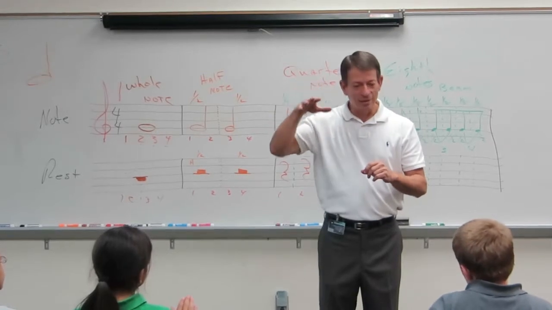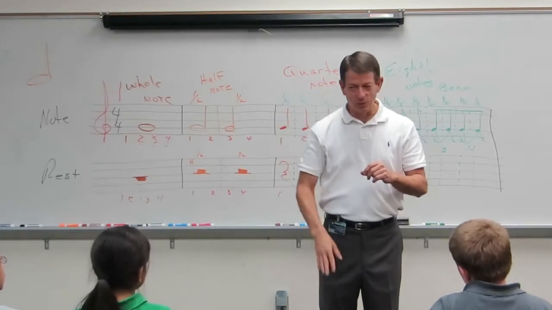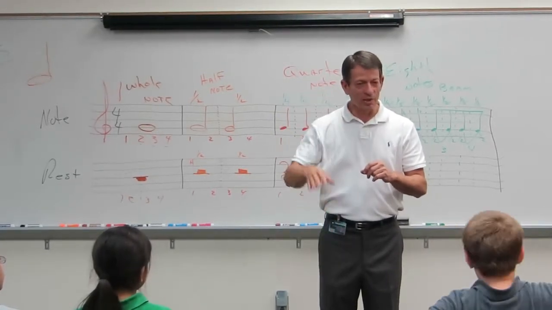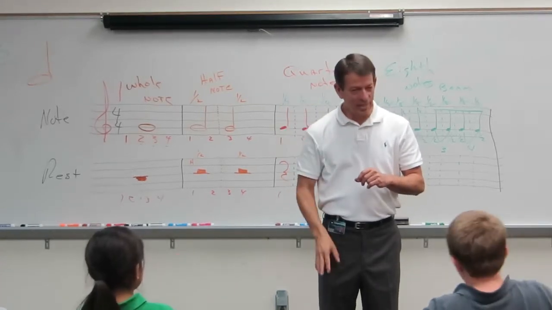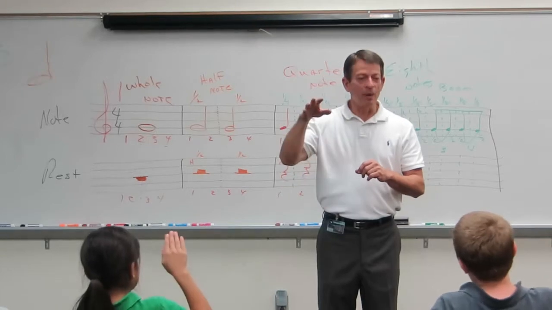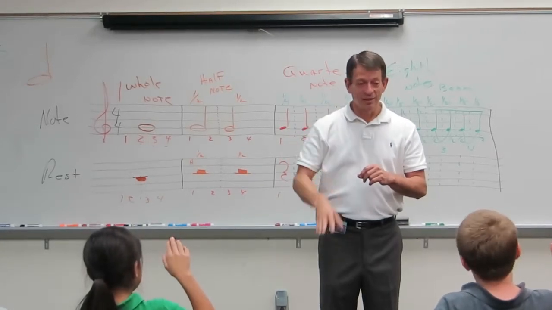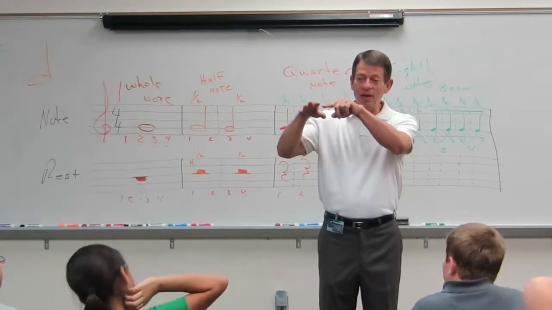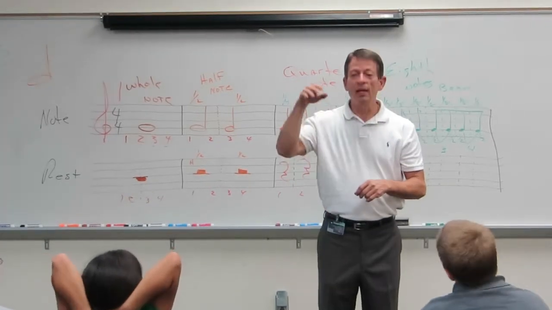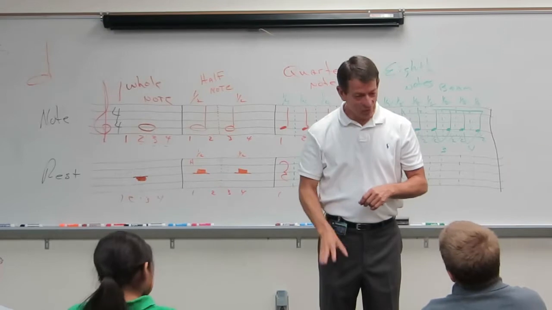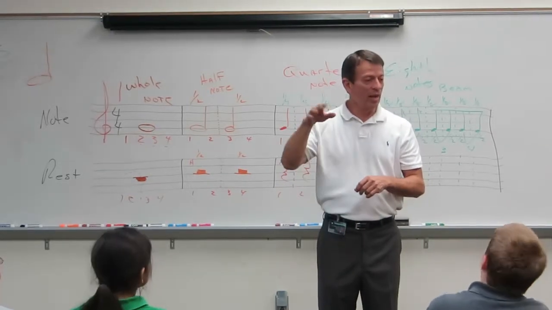1 and 2 and 3 and 4. Go. 1 and 2 and 3 and 4. Stop. See how we have half a beat? This is 1, that's half. The other half is called and. And you do it like this. 1 and 2 and 3 and 4 and.